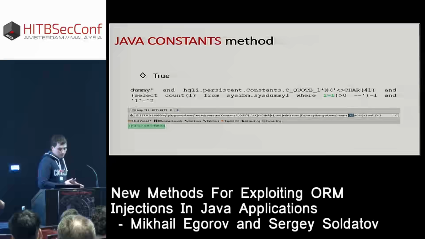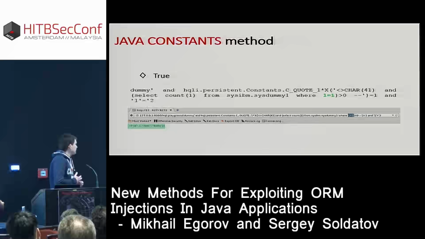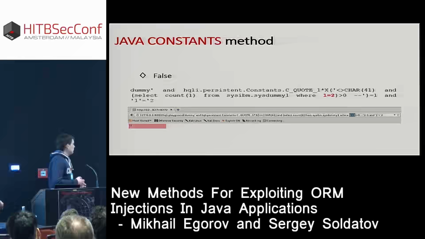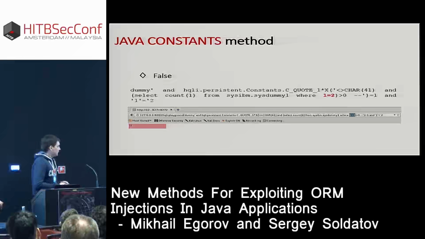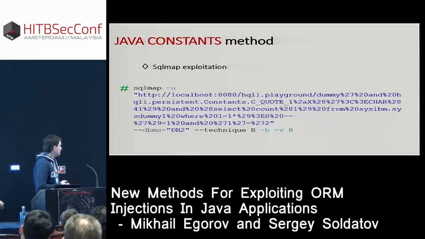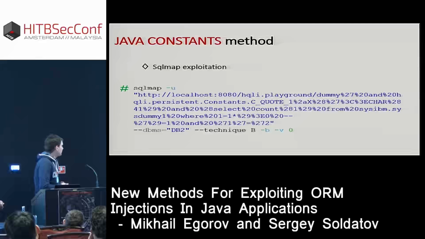Just a quick check. When we add a where clause that is always true to the SQL subquery we hide inside the string parameter of function x, the application returns 1 row to us. But when we change this clause to always false, it returns nothing. This means that our technique works. To exploit HQL injection with the Java constants method, you can use the following sqlmap command line.